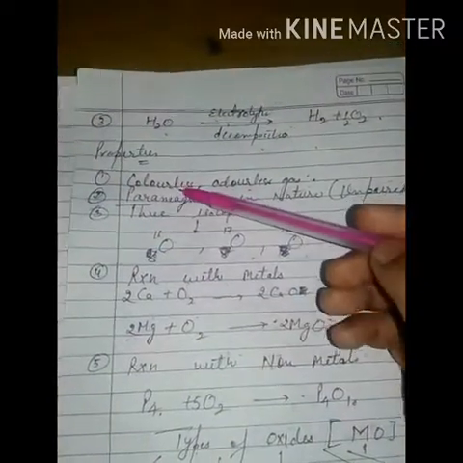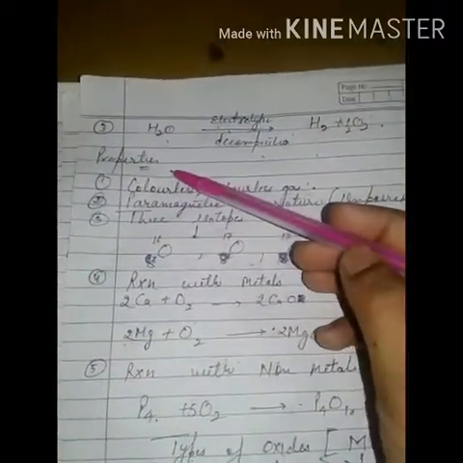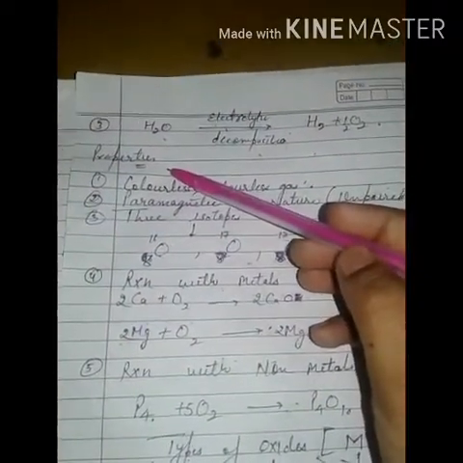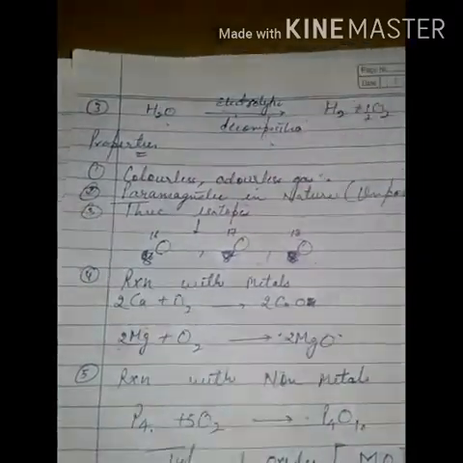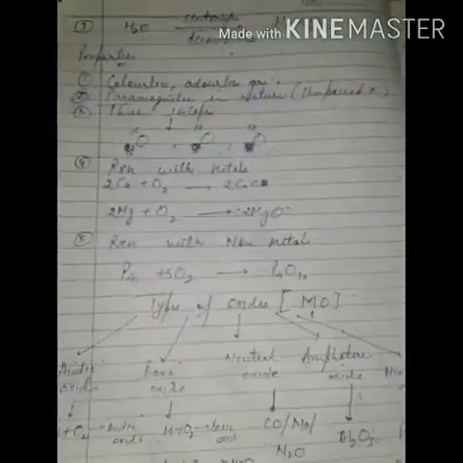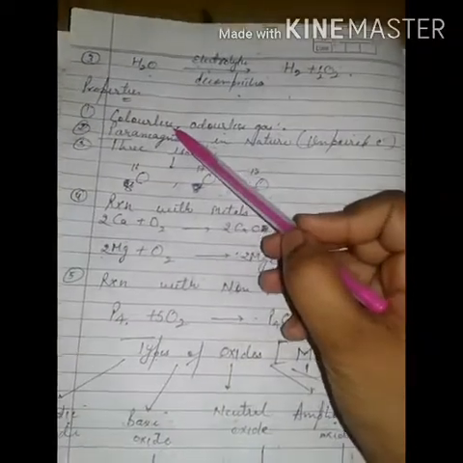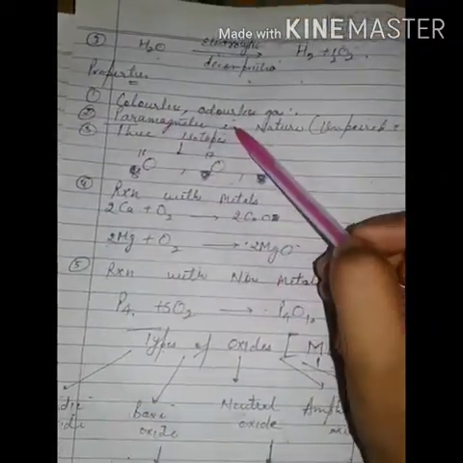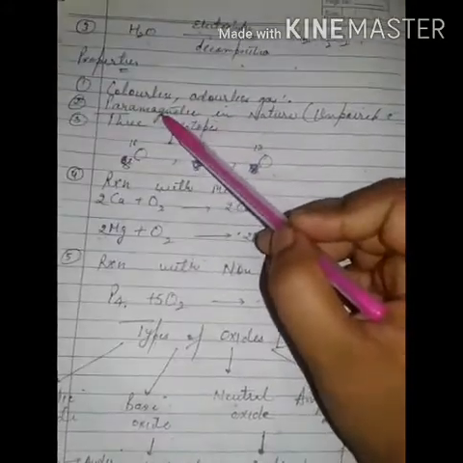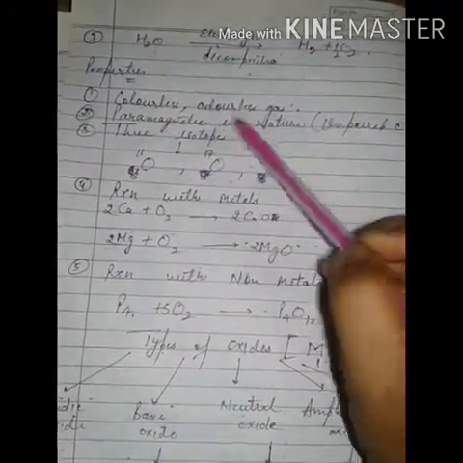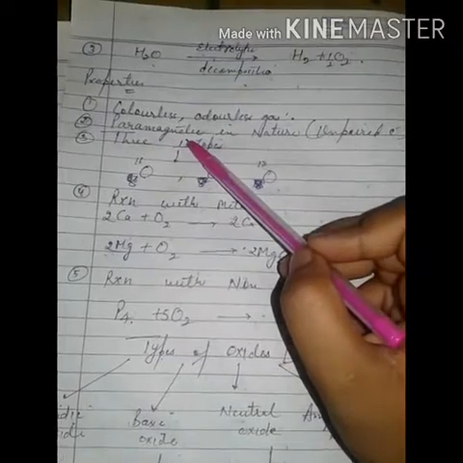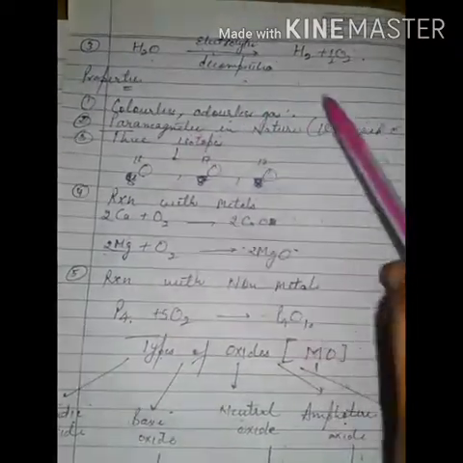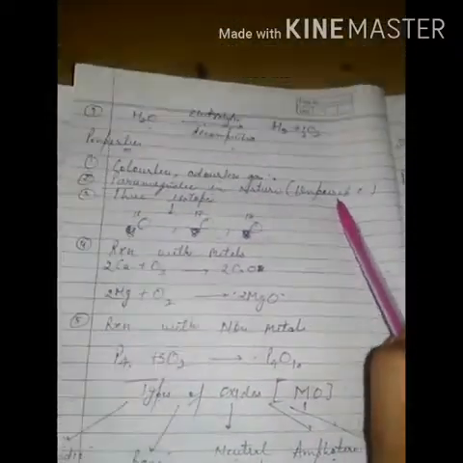Now let us go to the properties of dioxygen. The very first property is that it is a colorless, odorless gas. Means it is not exhibiting any color, or any smell. Second is that it is paramagnetic in nature, means it is attracted by a magnetic field, and paramagnetic nature comes from the presence of unpaired electrons.